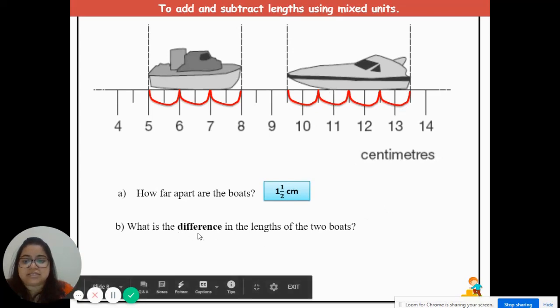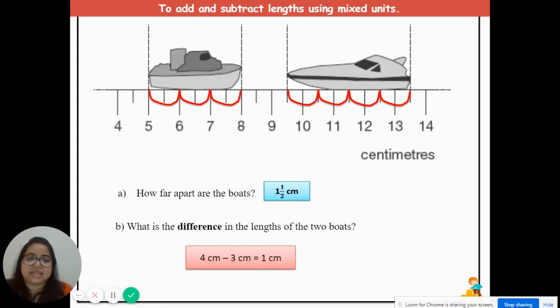Now we have to find the difference. When you say difference, you have to subtract. Yes. So 4 centimeters minus 3 centimeters gives me 1 centimeter. So that's all with the lesson today.